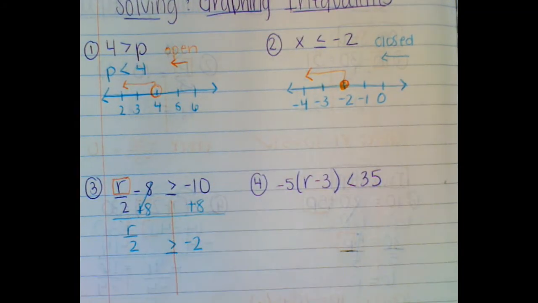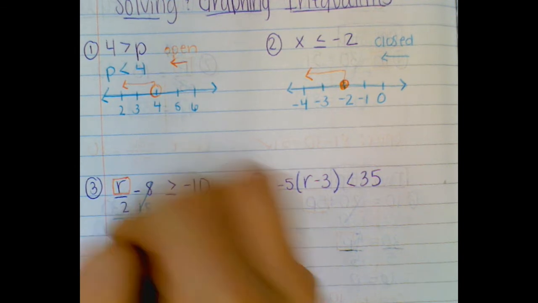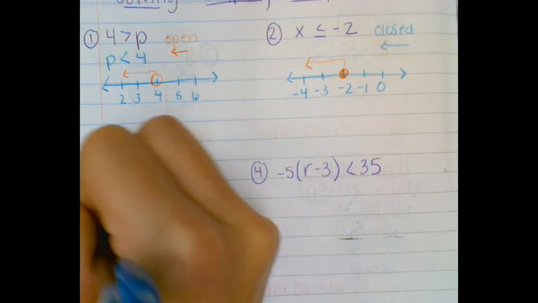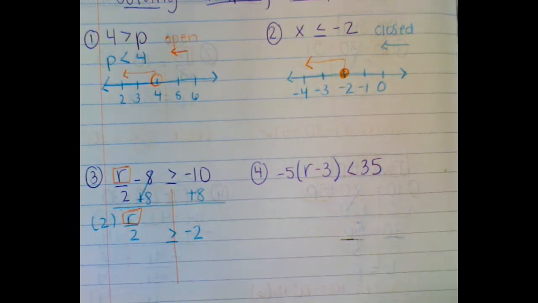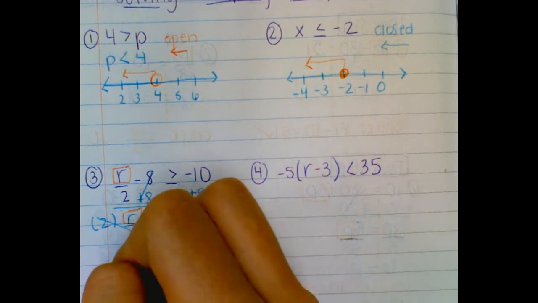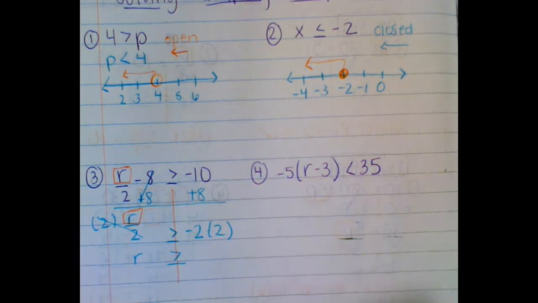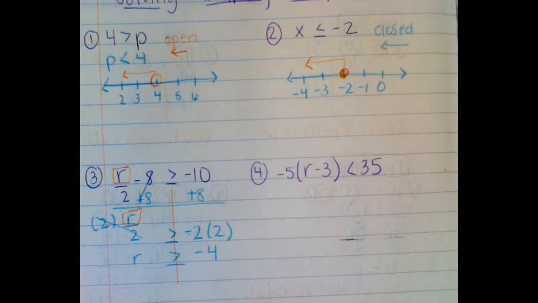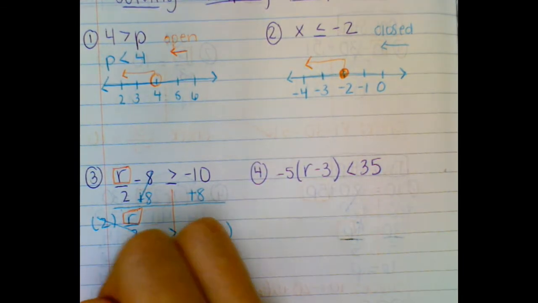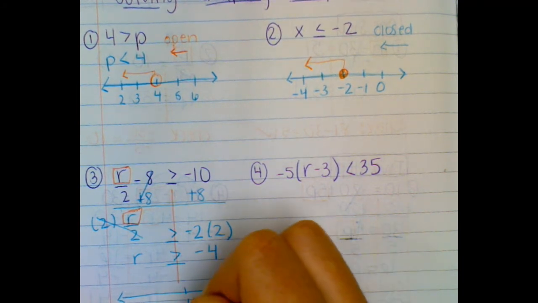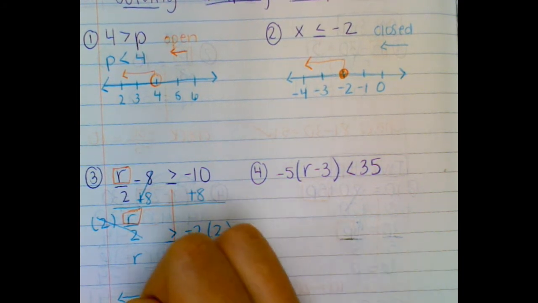I'm going to box my variable again. R is being divided by 2. So that means I need to do the opposite, which is multiply by 2 on this side and multiply by 2 on this side. These cancel. I have R greater than or equal to negative 2 times 2 is negative 4. So I'm going to go to my number line. I'm going to put negative 4 in the middle. 2 bigger, 2 smaller.